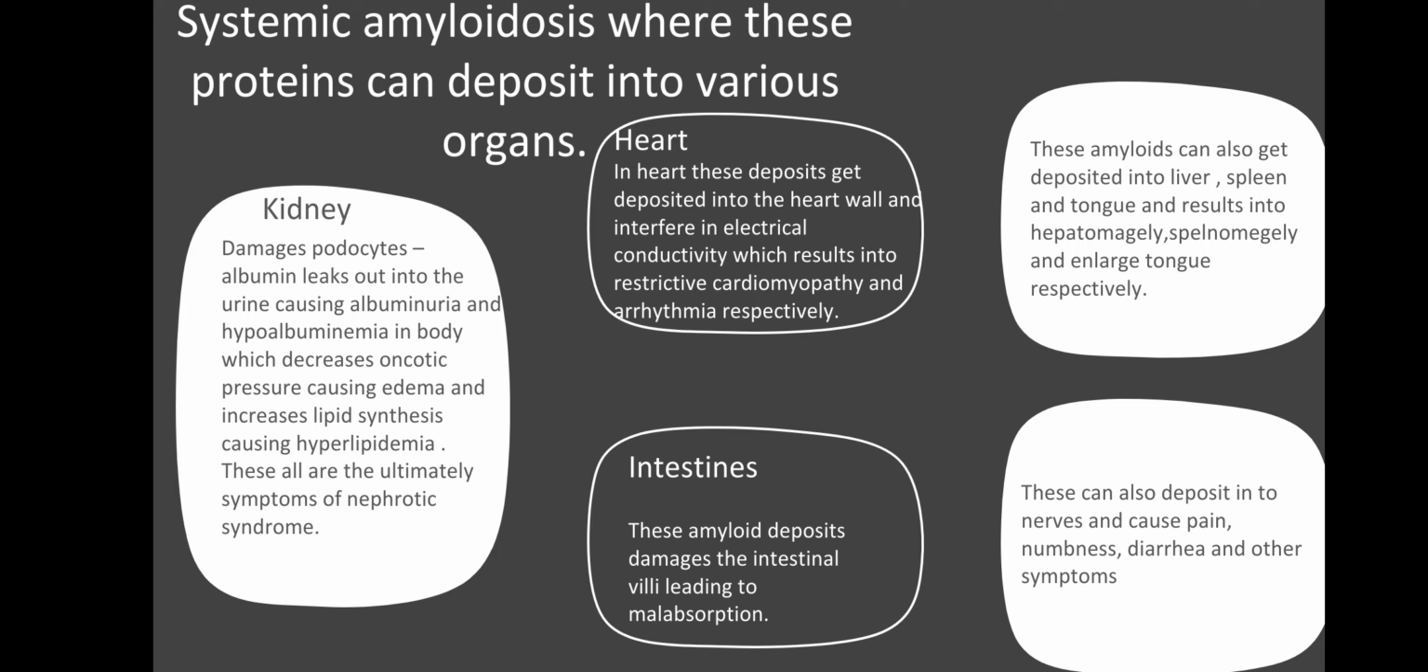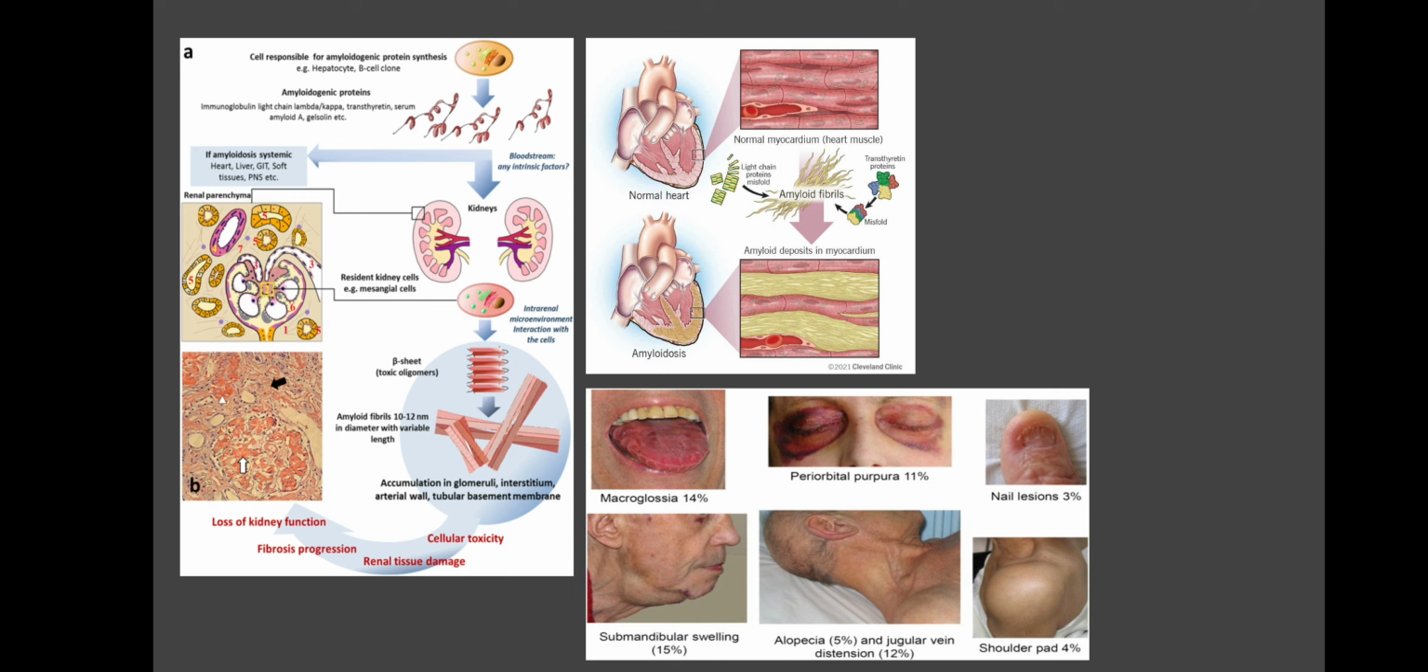Okay, it can also deposit into the intestines. How? It damages the intestinal villi, which leads to malabsorption. It can also deposit into the liver, spleen, and tongue, resulting in hepatomegaly, splenomegaly, or an enlarged tongue. It can also deposit into nerves, causing pain, numbness, diarrhea, and other symptoms.